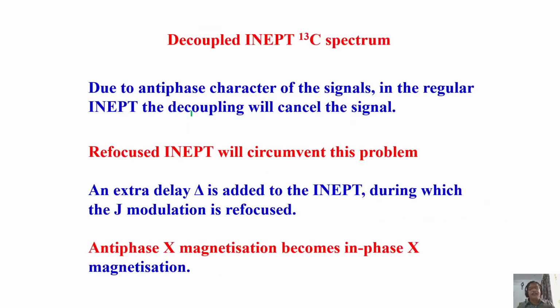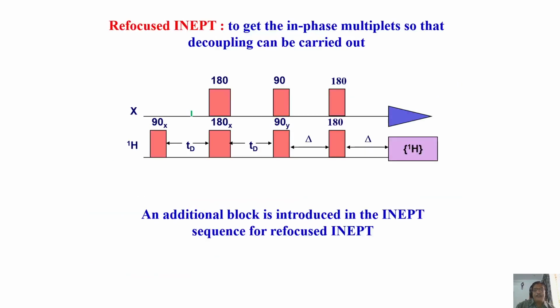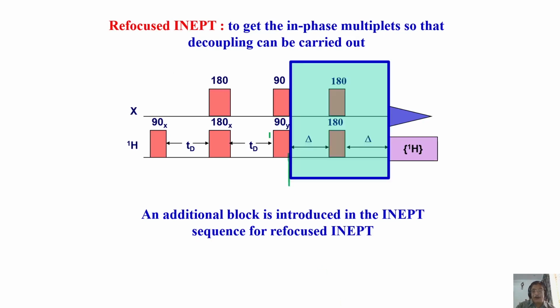So what do we do? We have to do the decoupling. How do you do the decoupling? We have to make sure the antiphase components which were in the opposite direction come in phase so that they won't get cancelled out. How to do that? This is done by what is called refocused INEPT. Up to this point is known. Now we add an extra block like this.